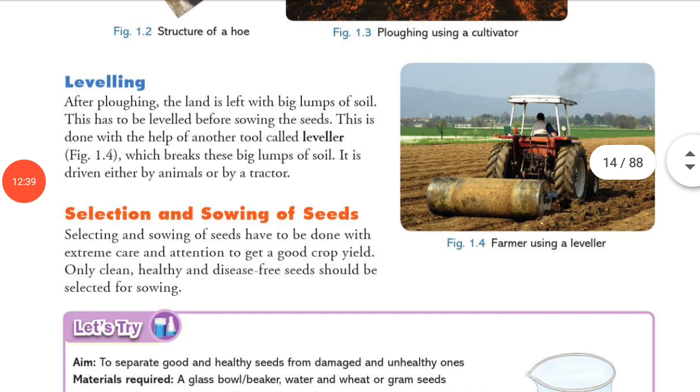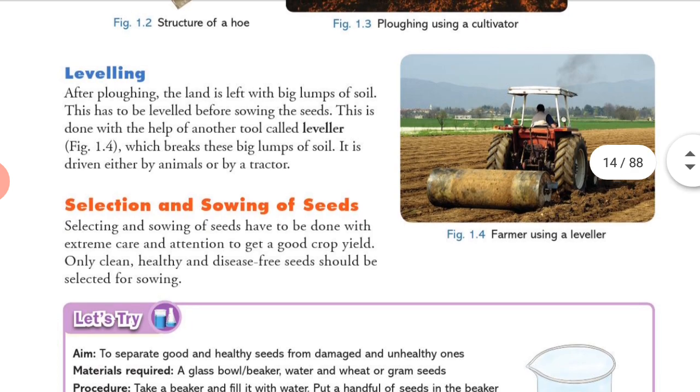Second agricultural practice is leveling. After plowing of the soil, the task to be done is leveling. Leveling is done because when you water the plants, if there are bumps in the soil, then the water will not be available to the highly raised surface of the soil.